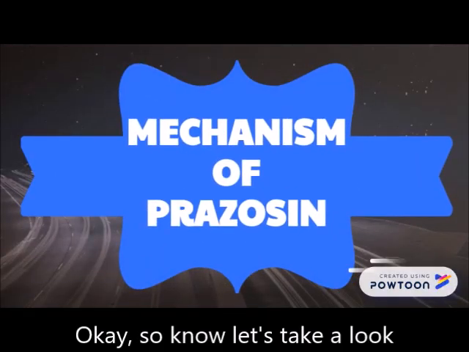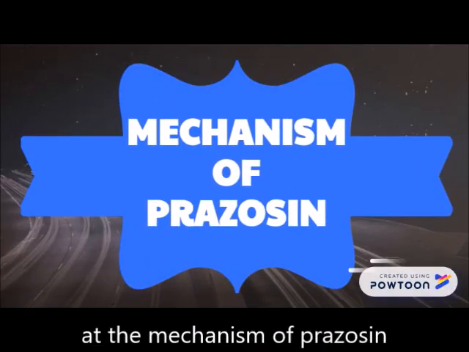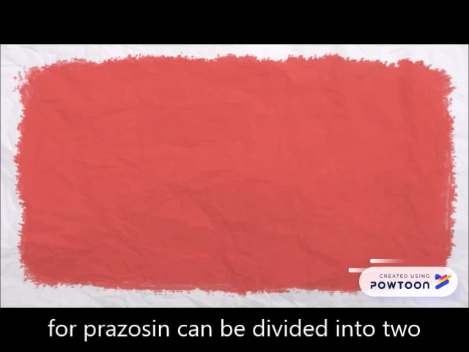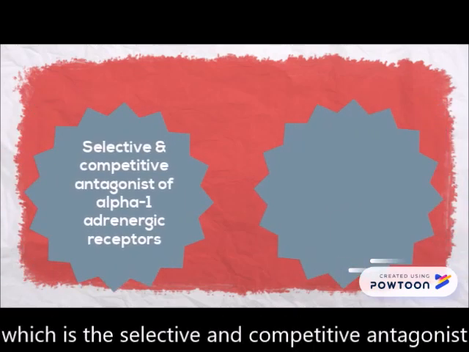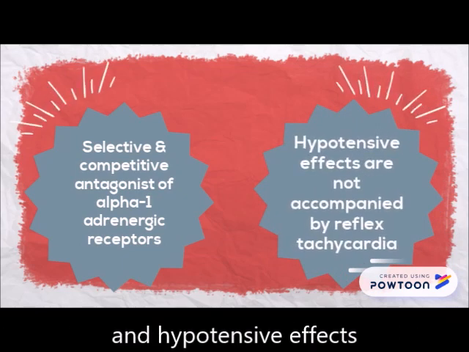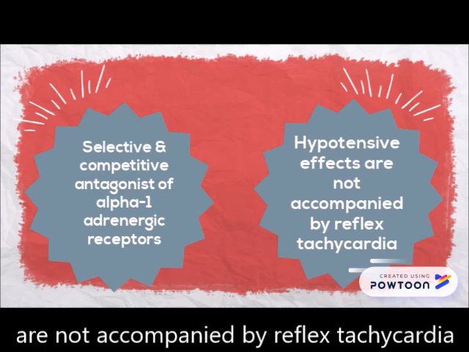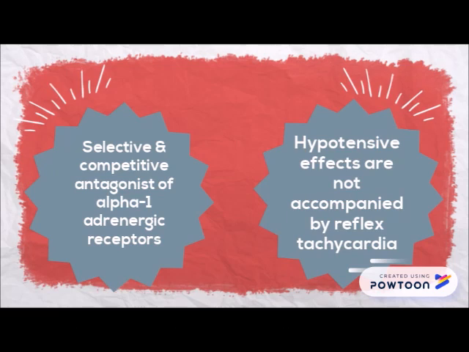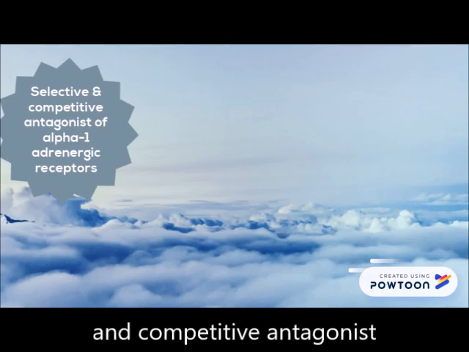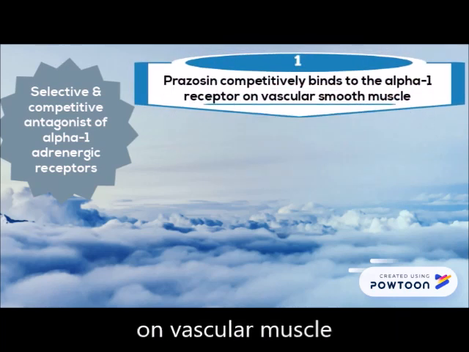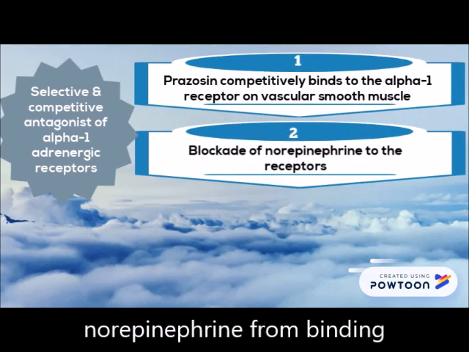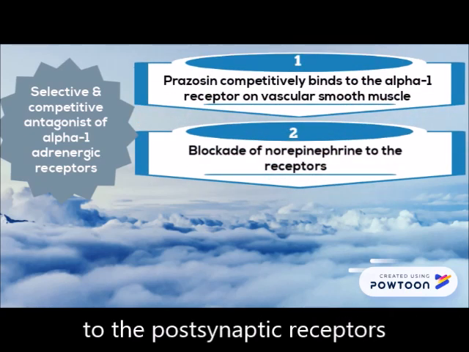Okay, so now let's take a look at the mechanism of prazosin. The mechanism of action for prazosin can be divided into two, which is the selective and competitive antagonist of alpha-1 adrenergic receptors, and hypotensive effects are not accompanied by reflex tachycardia. For the first part, the prazosin, which is a selective and competitive antagonist, will bind to the alpha-1 receptor on vascular muscle. The antagonist action will cause blockade of norepinephrine from binding to the postsynaptic receptor.